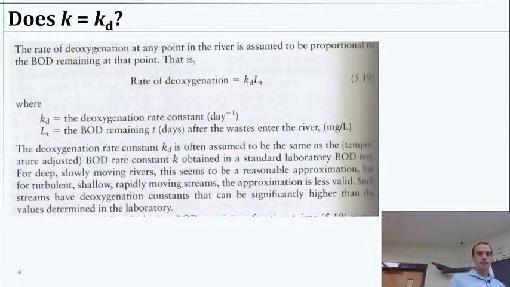It says here the rate of deoxygenation at any point in the river is assumed to be proportional to the BOD remaining. So we talked about that already. And it goes on to say the deoxygenation rate constant KD is often assumed to be the same as the temperature adjusted BOD rate constant K obtained in a standard laboratory BOD test. For slowly moving rivers, this seems to be pretty reasonable, but when it's turbulent or rapid, that's not quite so much. But in general, we can just take K to be KD, is ultimately its point.